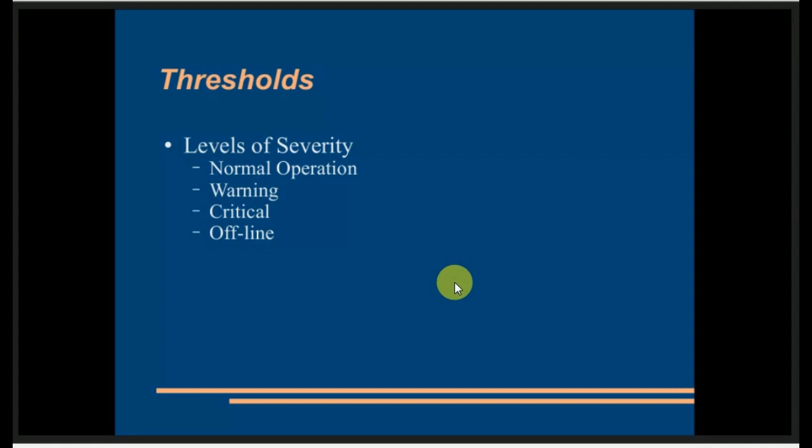Right, and then there is offline, where the server doesn't get any data. It's not able to perform the check. We will talk about offline later. It could be a problem with the network being down, or the server itself being down. So these are different levels of severity, and these are called thresholds.